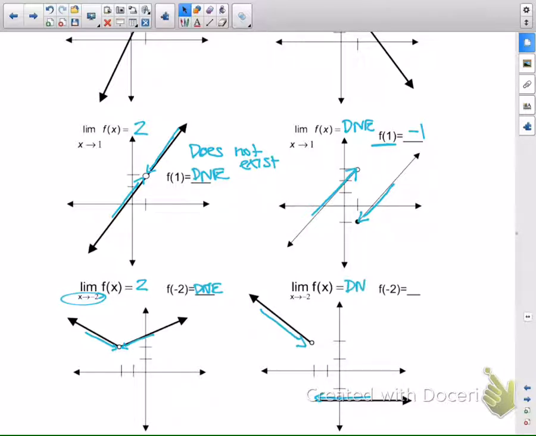Does not exist. However, the function value at -2, in this case, we have an open dot up here. What do we assume if there's not a dot down on the bottom one? We actually assume that's a closed dot down there. So if there is no open dot, you may assume a closed dot there. So our function value at -2 is actually what? -2.